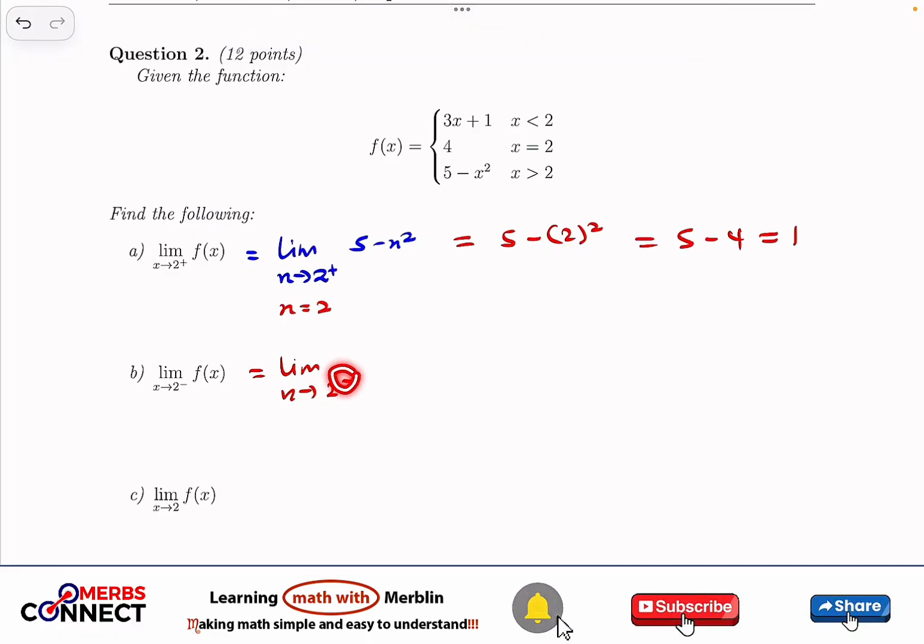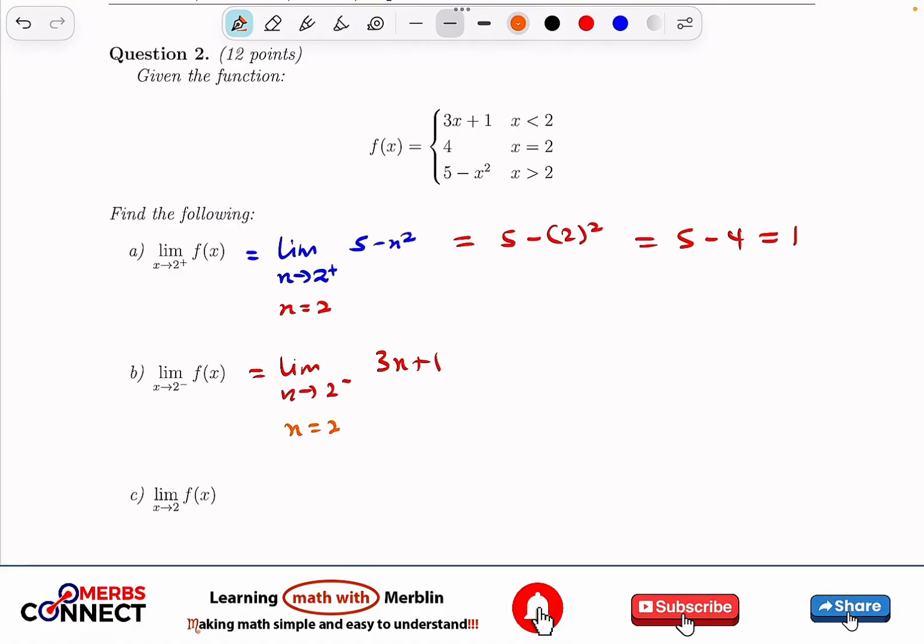Now, negative side means that the value for x is less than 2. So anything less than 2 is here. So we are going to use this. So we are going to have 3x plus 1. Then we are going to set x to be equal to 2 here. And we are going to have 3 times 2 plus 1, 6 plus 1. And this is going to give us 7.